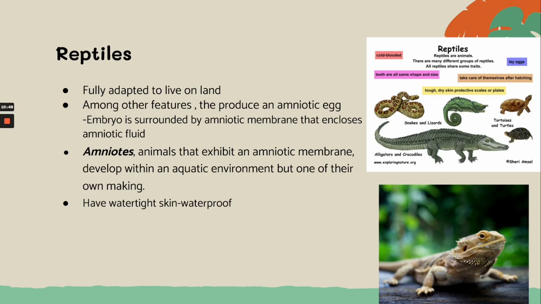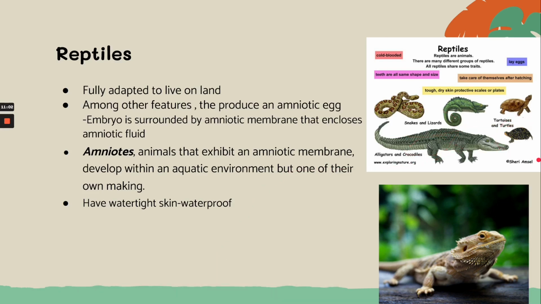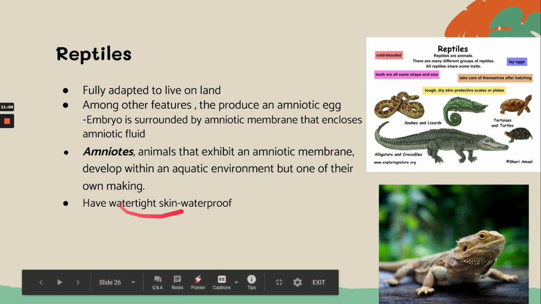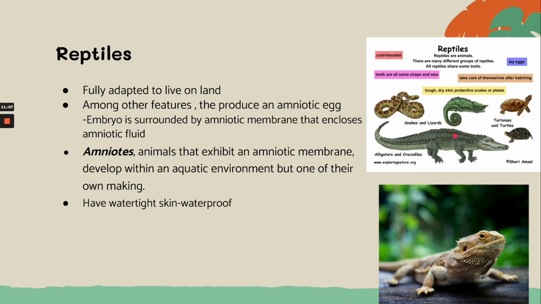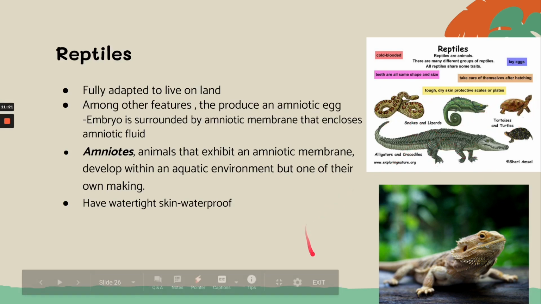These reptiles have watertight skin, which is considered waterproof. As you can see here, all these reptiles, such as alligators, snakes, tortoises, and turtles, have watertight skin, hence water wouldn't be able to penetrate their skin, and water will just be on top of the skin until it's dry. They are also considered cold-blooded, and they all have teeth of the same size.